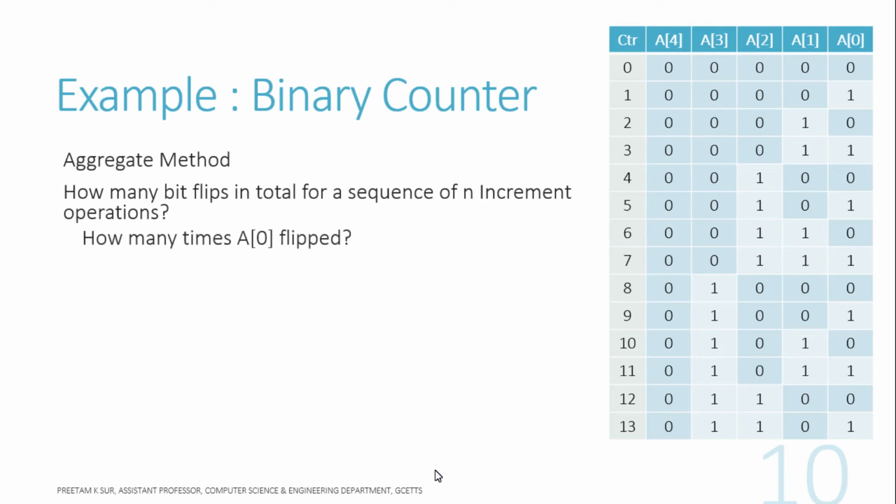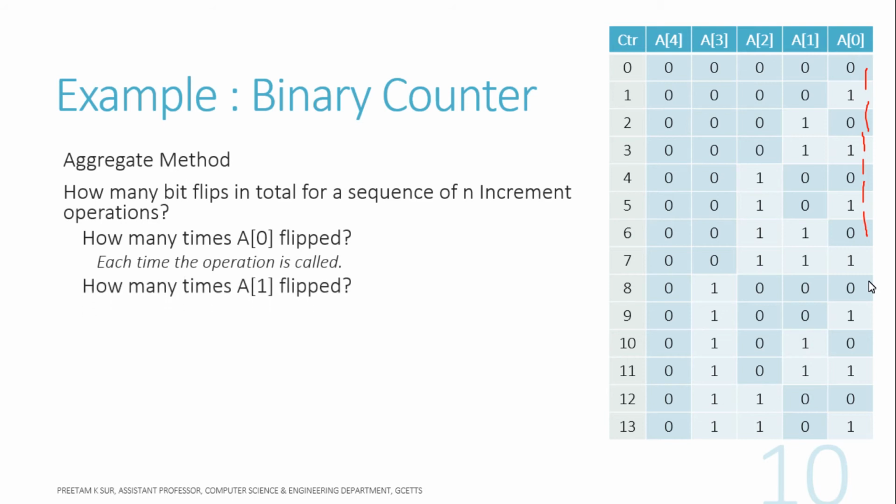How many times is the A0 bit flipped? If you look at this example, the A0 bit flips from 0 to 1, then 1 to 0 again, then 0 to 1 again, then 1 to 0 again. Every time the increment operation is called, A0 is going to be flipped. So if you have n increment operation calls, then the A0 bit is going to be flipped n times. For the A0 bit we will have n flips.